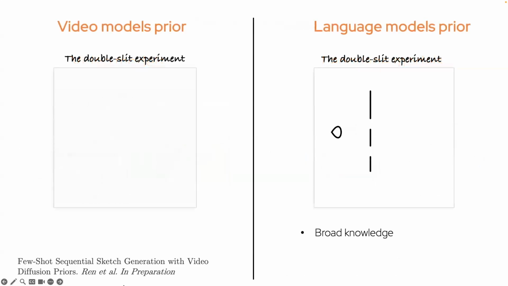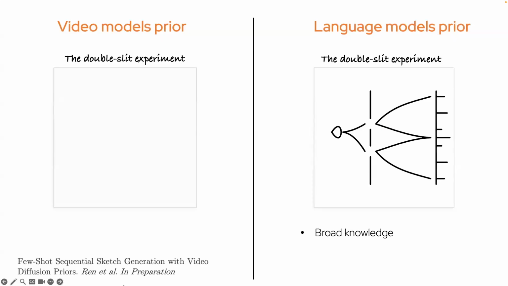Okay, so language models, we know that they are very knowledgeable. They were trained probably on the entire internet, and therefore they can also draw very complex concepts. Here is an example of the double-slit experiment. And of course, to be able to draw that, you need to know what it is. So this is a big advantage of using language models for this task. They are very versatile. You can use them for diverse tasks, even challenging ones.